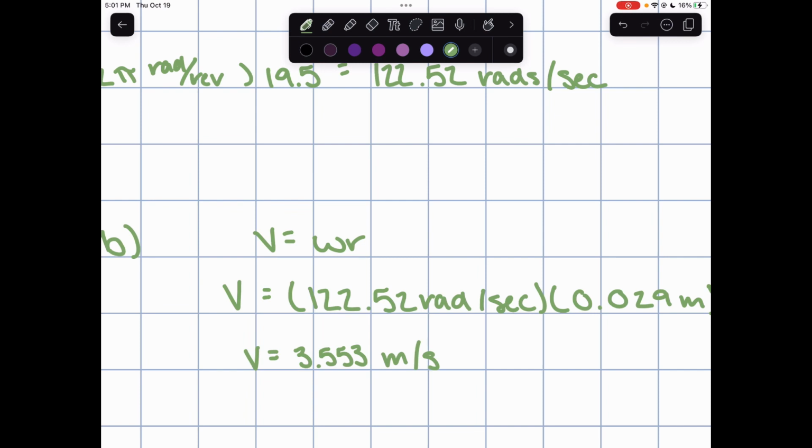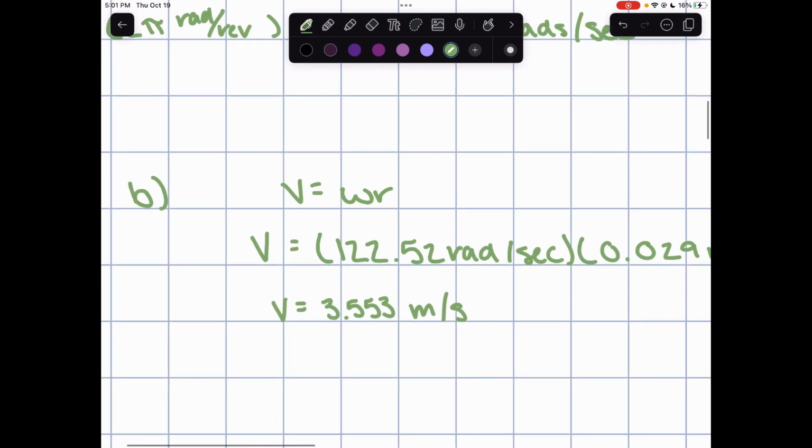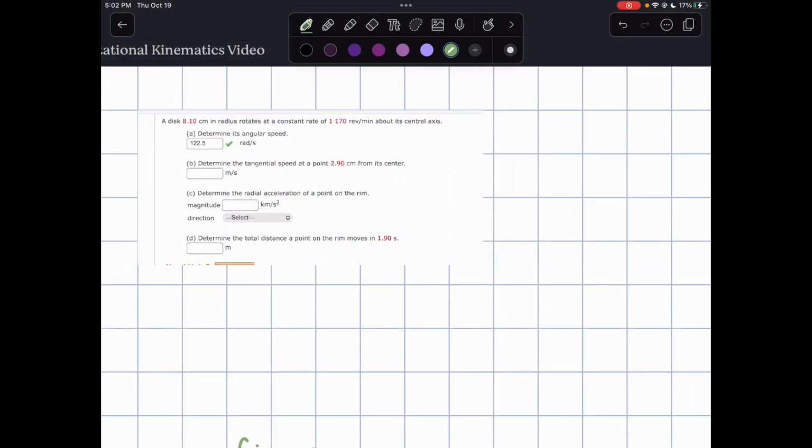But for this problem, we have to convert it into meters, because it's meters per second, not centimeters per second. So we have 122.52 radians per second times 0.029 meters to get a tangential speed of 3.553 meters per second. Next, we're determining the magnitude of the radial acceleration of a point on the rim, and we need the units to be kilometers per second squared.